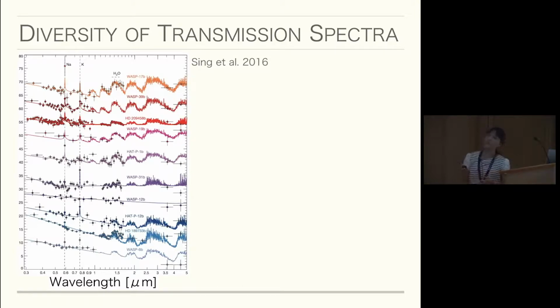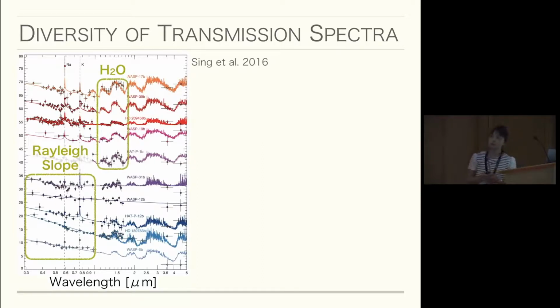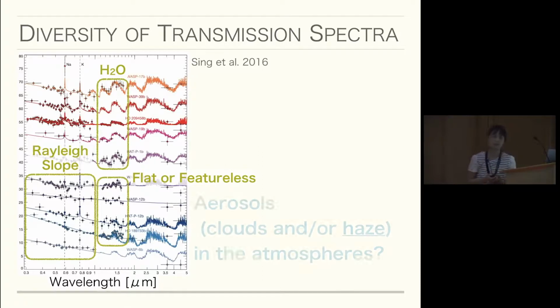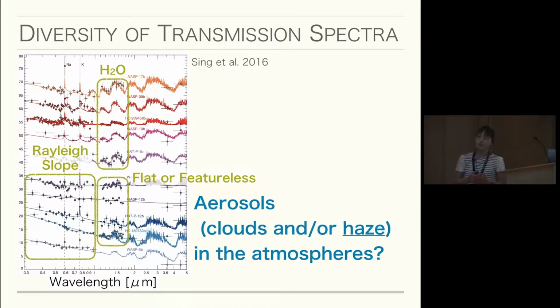You can see that some of the planets show a strong scattering slope in the optical. On the other hand, in the near-infrared wavelength range, some show very distinct molecular absorption features of water, while some spectra are very flat or featureless. These facts suggest the existence of aerosols in the atmospheres of some exoplanets. There are two types of aerosols, condensation clouds and photochemical haze. In this talk, I'd like to focus on hydrocarbon haze particles.